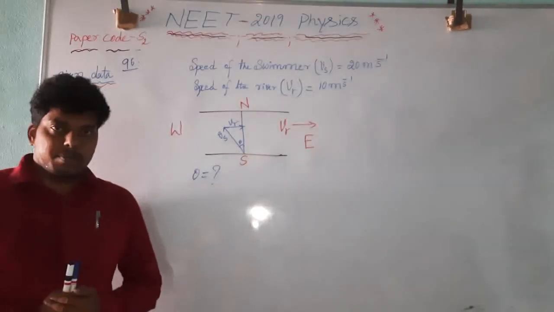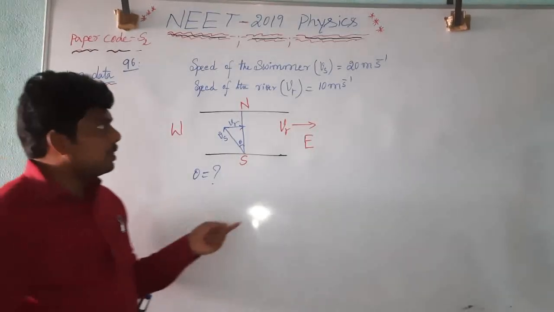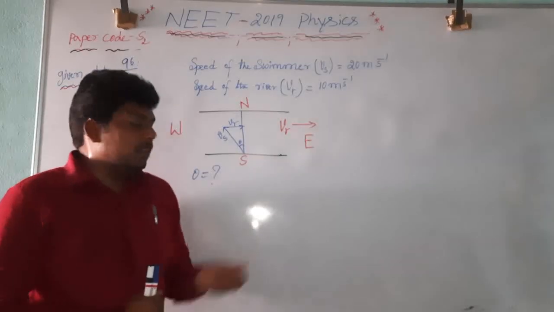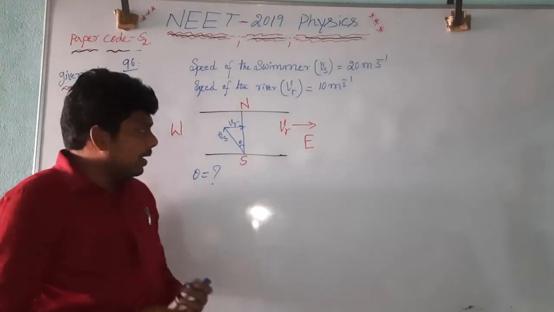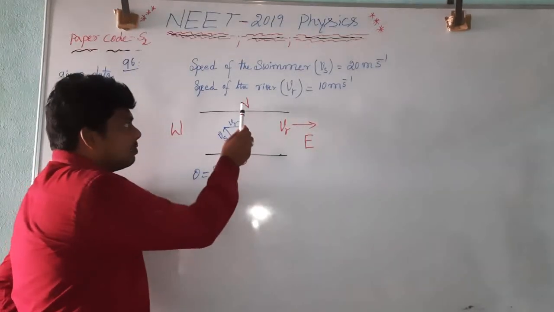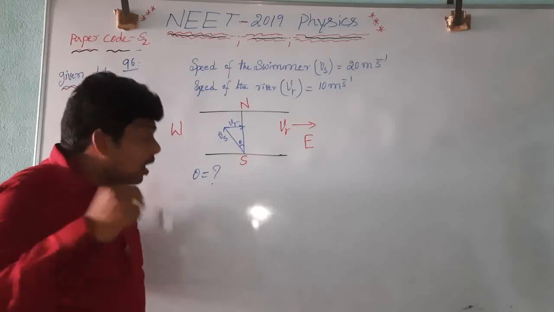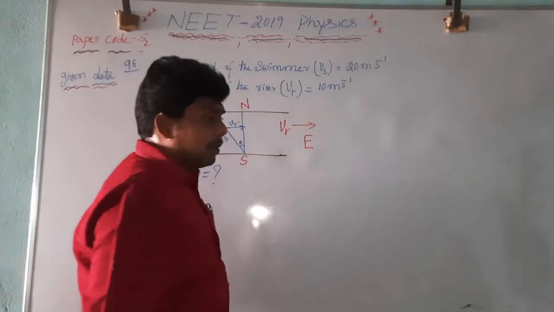Now the next question number is 96. In this given question, the river is flowing with a velocity of 10 meter per second towards the east. The person is standing at the south bank of the river and he has to reach the north bank of the river by covering the shortest distance. The speed of the swimmer in still water is 20 meter per second.